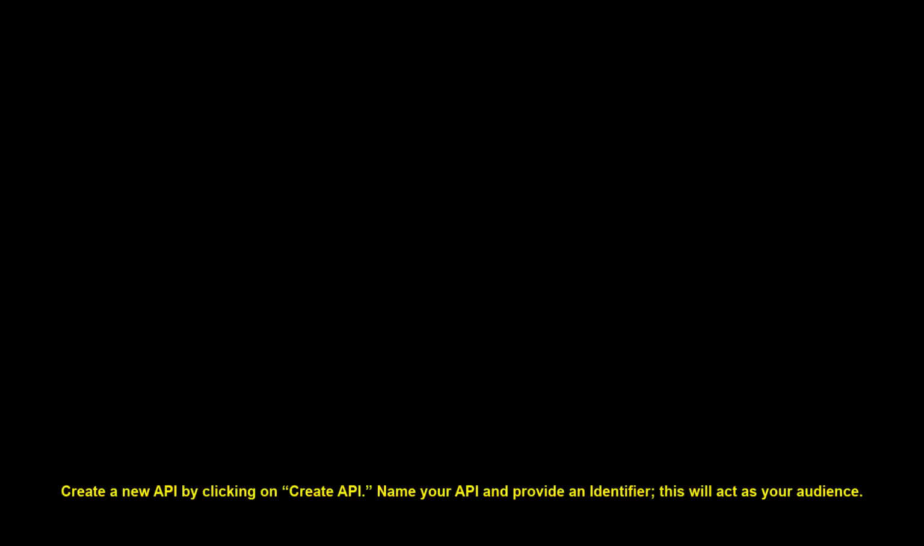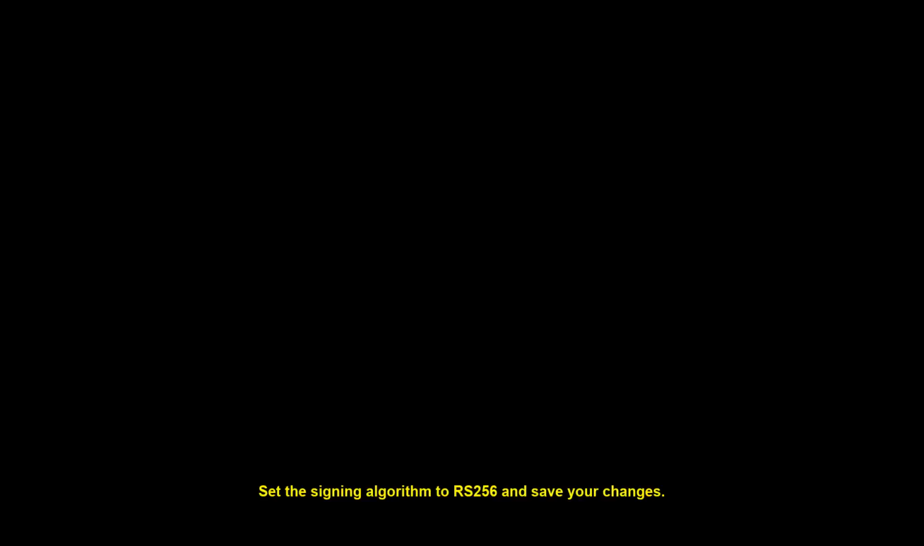Next, go to the API section in the Auth0 dashboard. Create a new API by clicking on Create API. Name your API and provide an identifier. This will act as your audience. Set the signing algorithm to RS256 and save your changes.